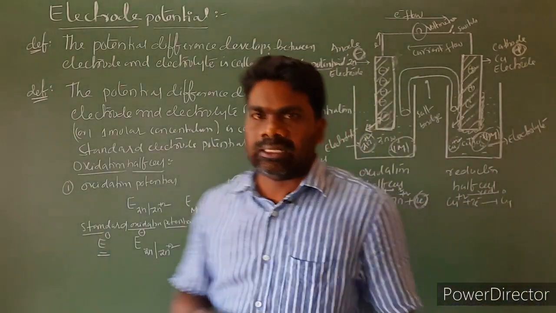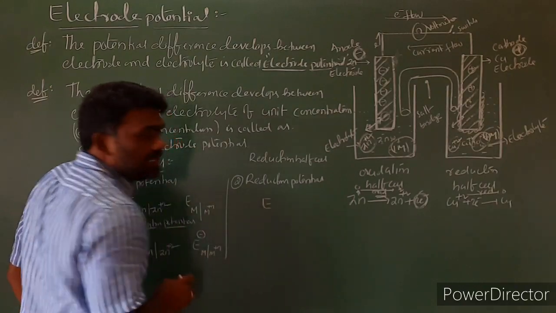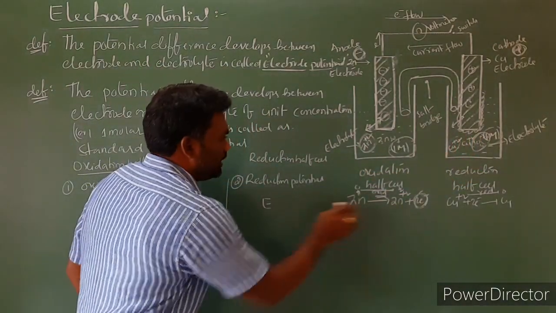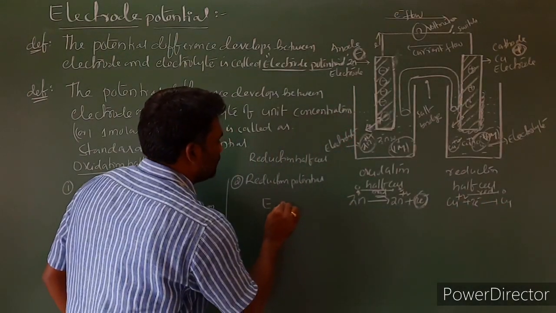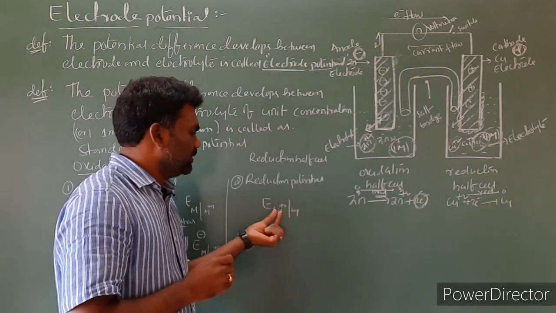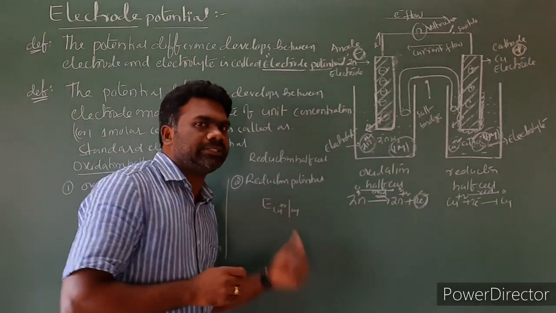Now let us write the equation relating to it. E represents the reduction potential of this half cell, and what is happening? Cu2+ is converting into Cu. This is the reduction potential representation. So Cu2+ to Cu, oxidation number is +2 to 0. That means reduction is taking place.